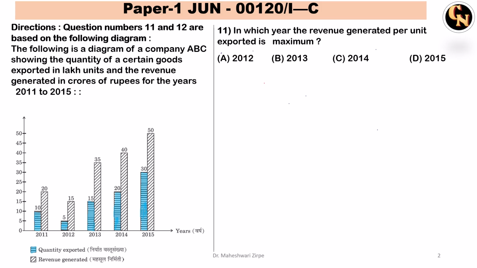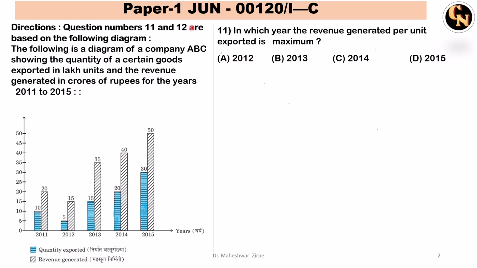So here in the graph, as you can see, there is a y-axis and x-axis. You can find the x-axis has years and the y-axis the revenue generated in crores or in lakhs. So quantity export and revenue generated. I have shaded the quantity export in blue and the revenue generated is in white. So this is the graph which is telling us about the quantity of certain goods exported in lakhs and revenue generated in crores.